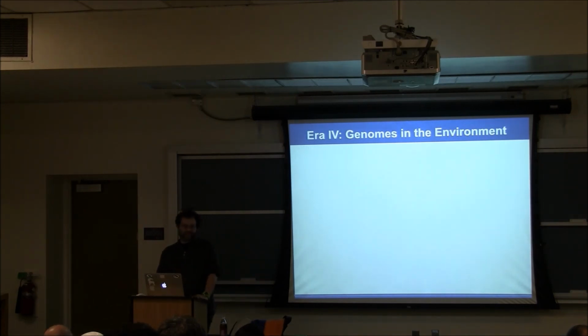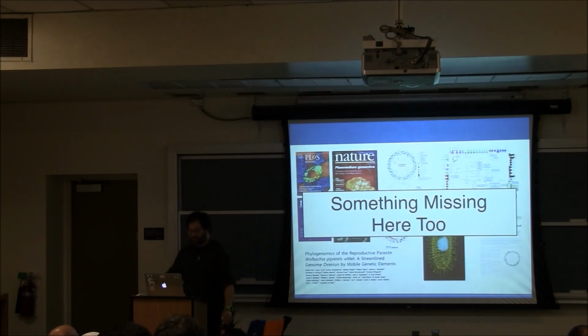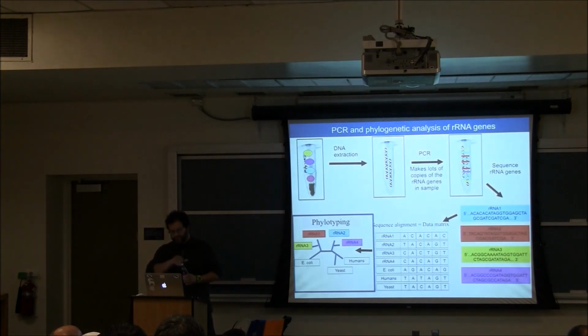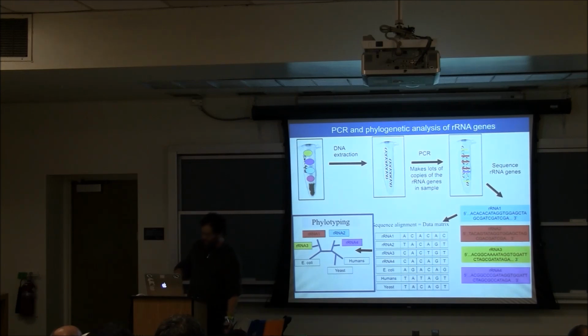So the last thing I want to talk about is the last era in sequencing and microbial diversity, which is to go the next step in terms of genomes and go back to environmental samples and start to characterize the genomes of organisms rather than just ribosomal RNA sequences from environmental samples. And it works in basically the same model as environmental ribosomal RNA studies, except there's no PCR.